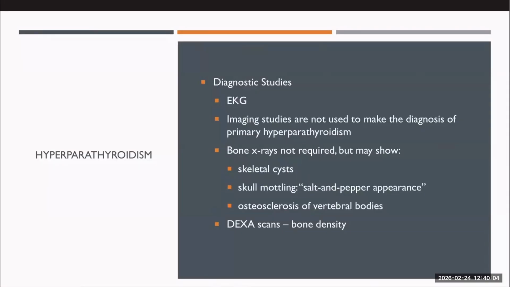Diagnostic studies for hyperparathyroidism: EKG. We talked about what you're going to see on the EKG. X-rays are not required, but they may show some cysts, the skull modeling, that salt and pepper appearance on the skull, some osteosclerosis of the vertebral bodies. Do a DEXA to see how the bone mineral density is doing and see the risk of fractures.